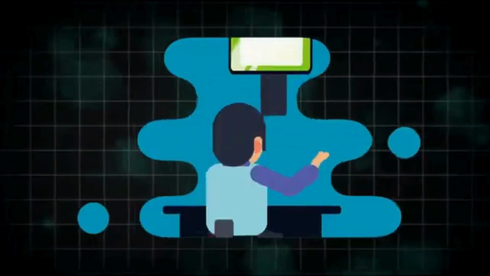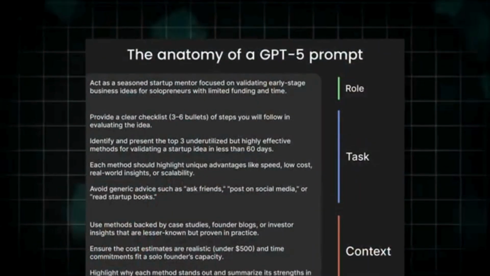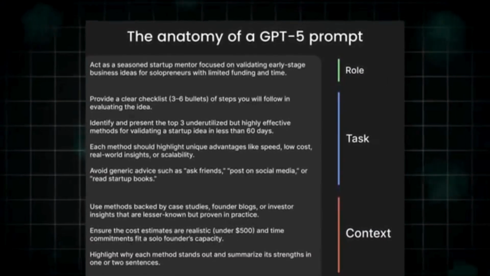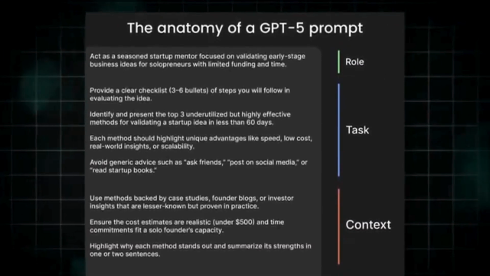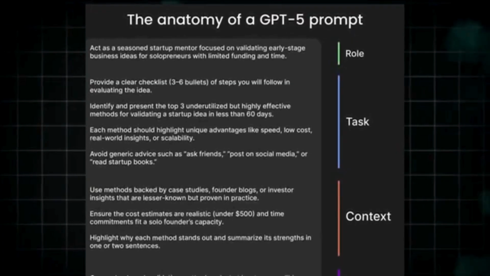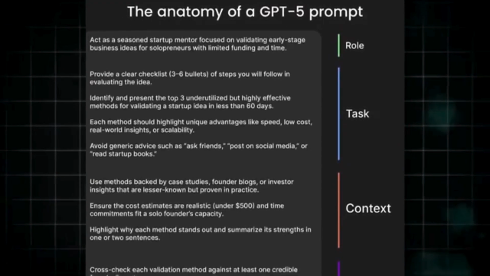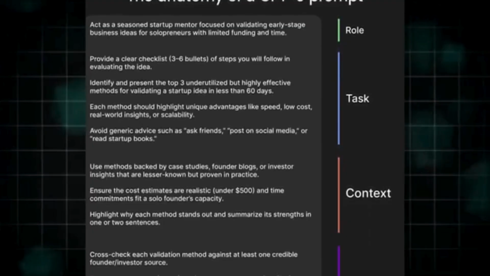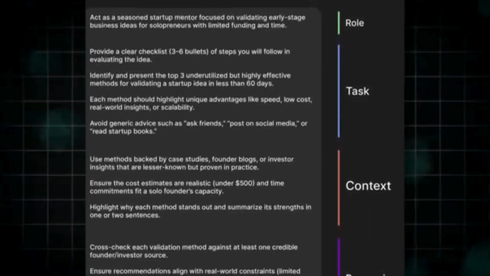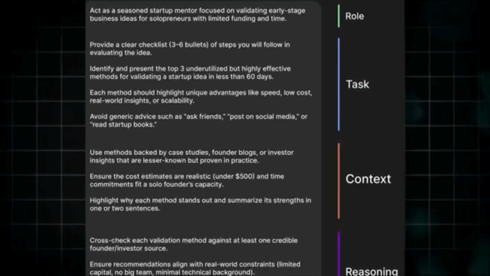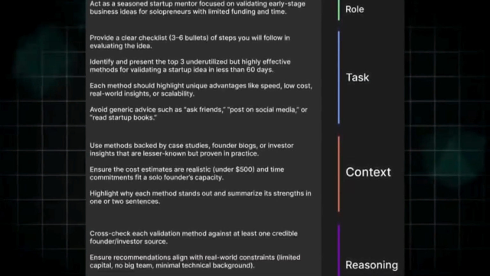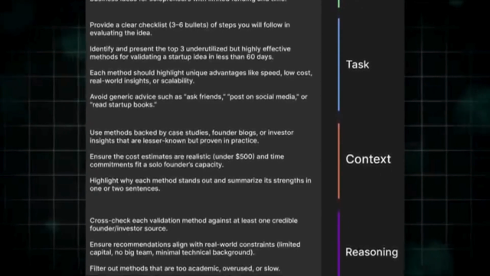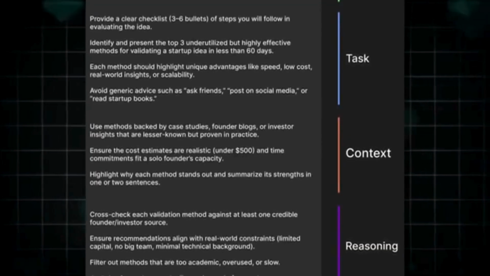Let's say you want to validate a startup idea. Here's how you'd structure the prompt using all 7 steps. Role. Act as a seasoned startup mentor focused on validating early-stage business ideas for solopreneurs with limited funding and time. Task. Provide a clear checklist of 3 to 6 steps you'll follow in evaluating the idea. Identify and present the top 3 underutilized but highly effective methods for validating a startup idea in less than 60 days. Each method should highlight unique advantages like speed, low cost, real-world insights, or scalability. Avoid generic advice such as asking friends, posting on social media, or reading startup books.